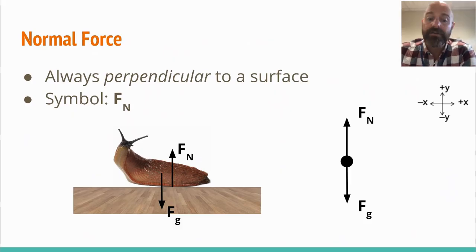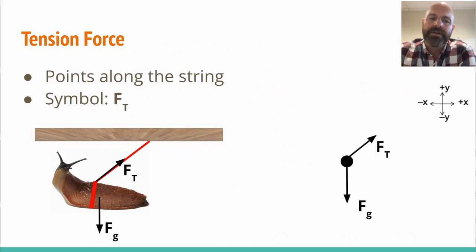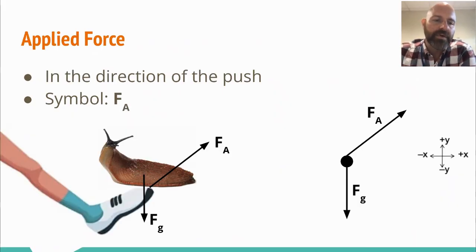If the slug is sitting on a floor, there's a perpendicular normal force from the surface, which in this case is up, and the force of gravity is pulling down. Here's the slug swinging as a pendulum from the ceiling. The force of tension is along the string, and the force of gravity still points down. Here's an applied force. Someone is kicking a slug. The applied force is at the direction of the kick, and the force of gravity is straight down.